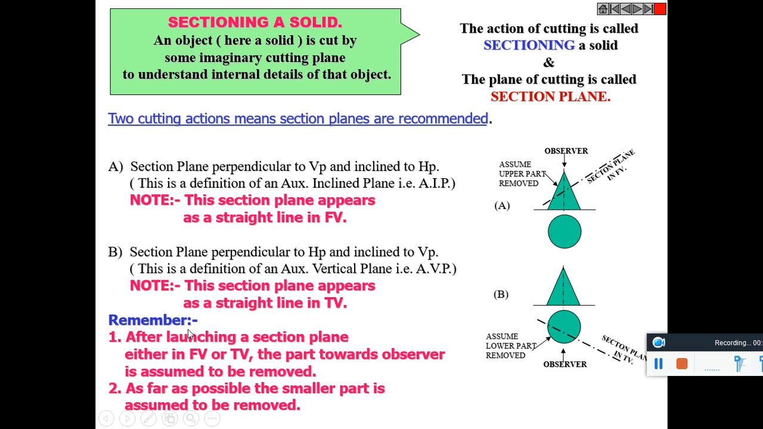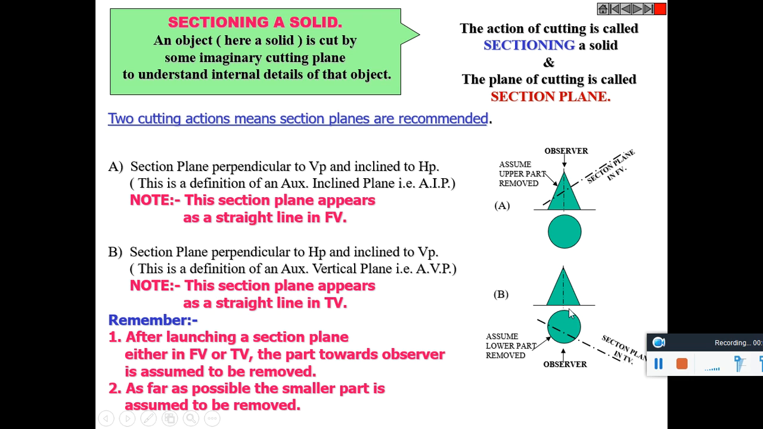Some points to remember: after launching a section plane, either in front view or top view, the part towards the observer is assumed to be removed. As far as possible, the smaller part is assumed to be removed. That is, in the case of figure A, the top portion of the cone, which is a smaller portion, will be removed during section, and the sectioned view will be shown in the top view and in side view.